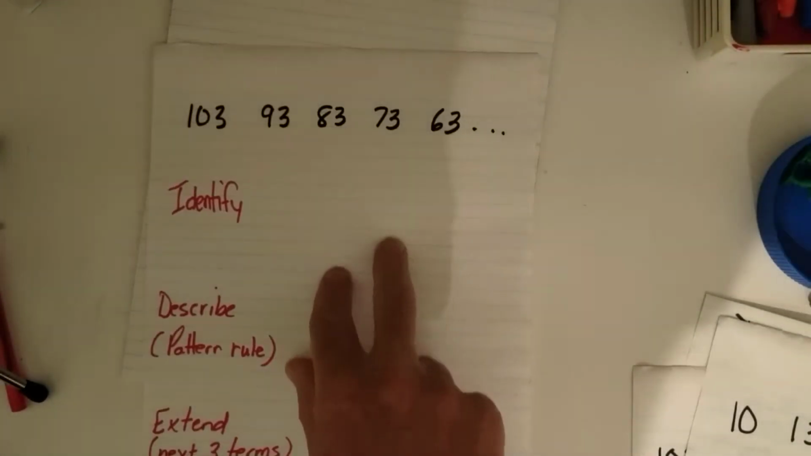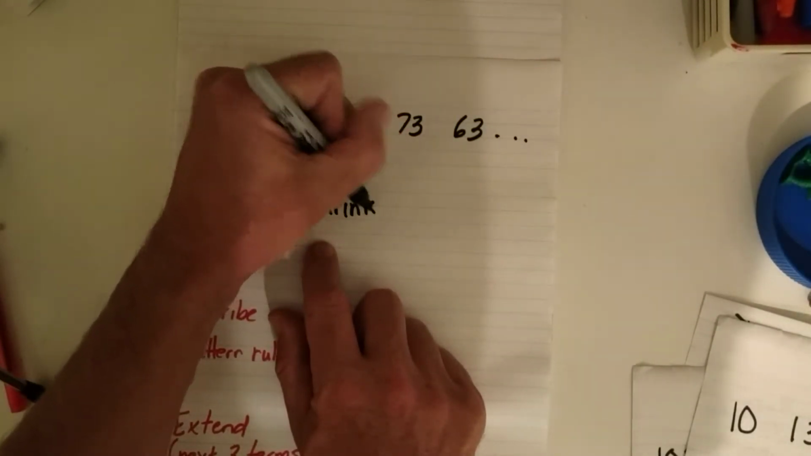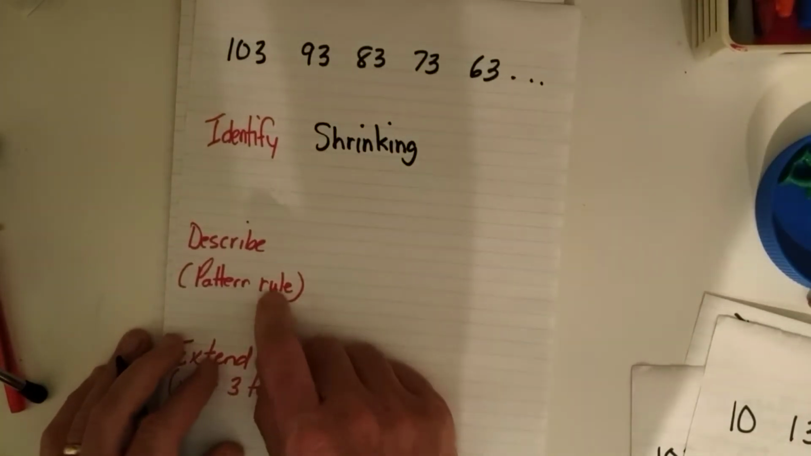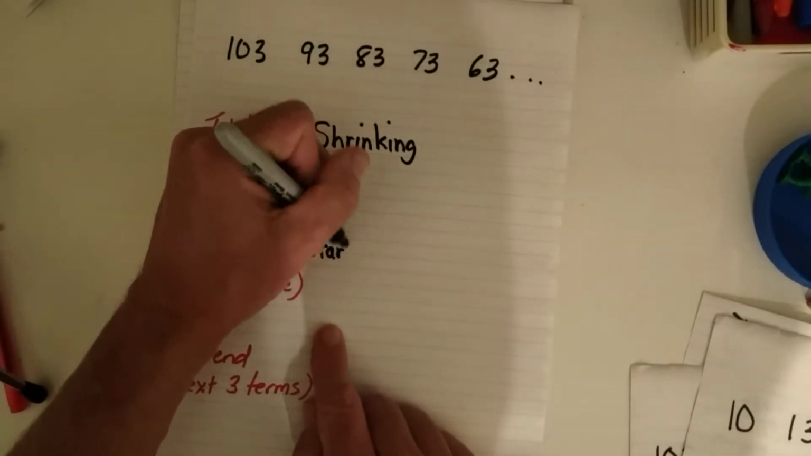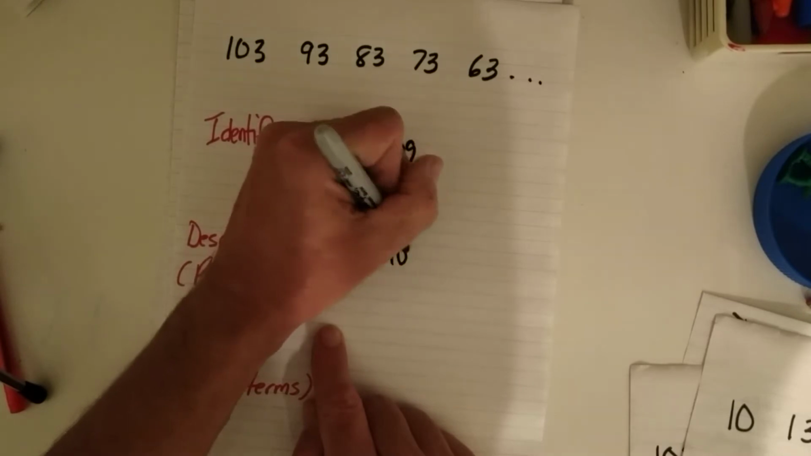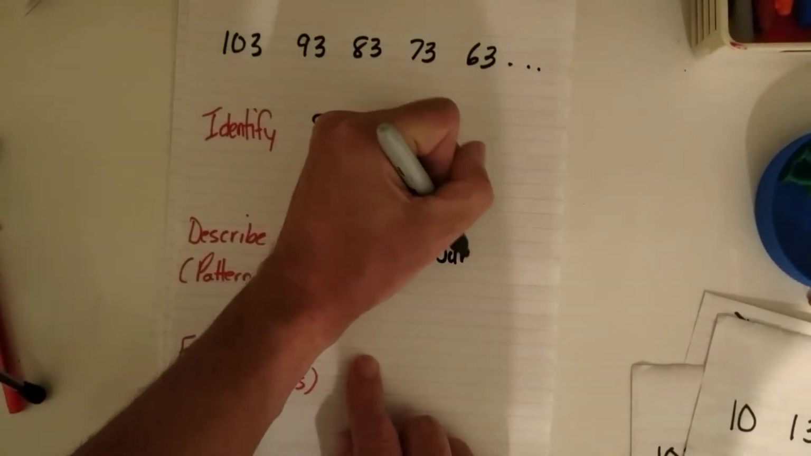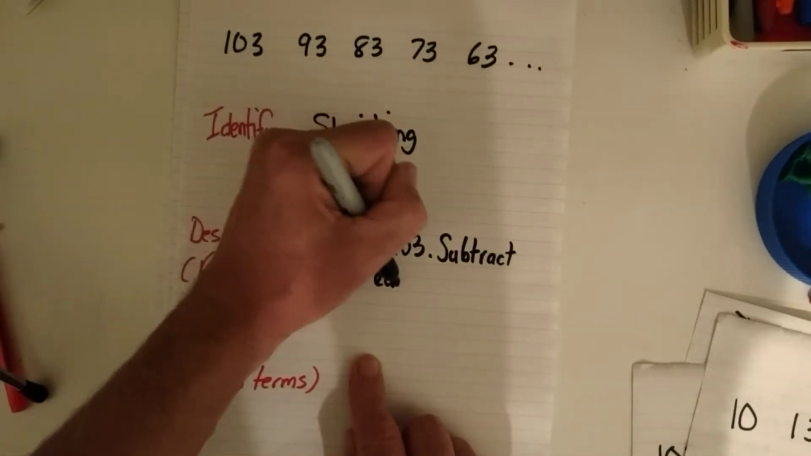And the third pattern that we looked at is the opposite of growing. When the numbers are getting smaller, we are going to call that a shrinking pattern. And we're going to describe the pattern rule the same way we did for growings. We want to use the word start at to identify that first term. And instead of using the word add here, I'm going to use the word subtract. In this case, subtract 10 each time.